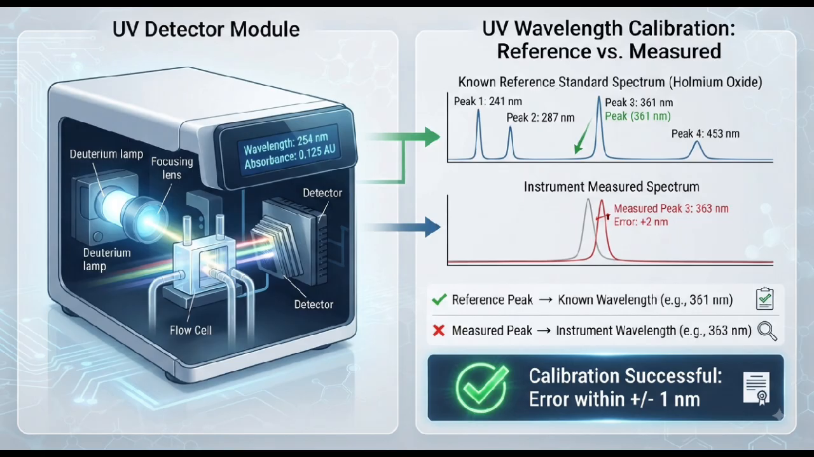For example, if a reference material has a known wavelength maximum, the instrument observed maximum should fall within the predefined acceptance range. The exact reference material, wavelength values, procedures, and acceptance criteria depend on the detector and the approved calibration procedure.